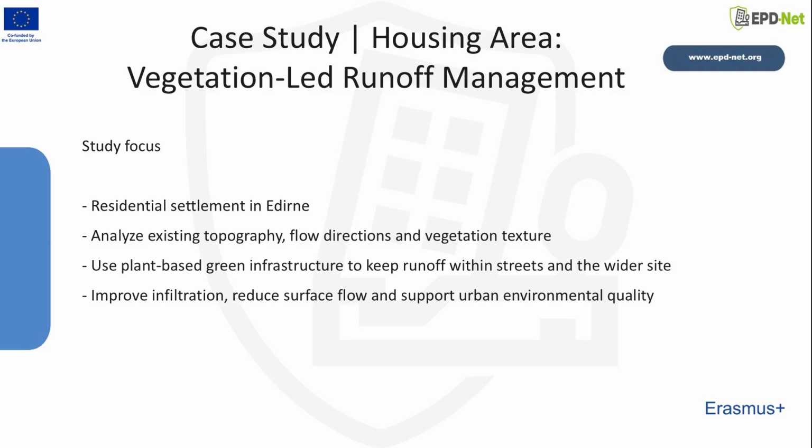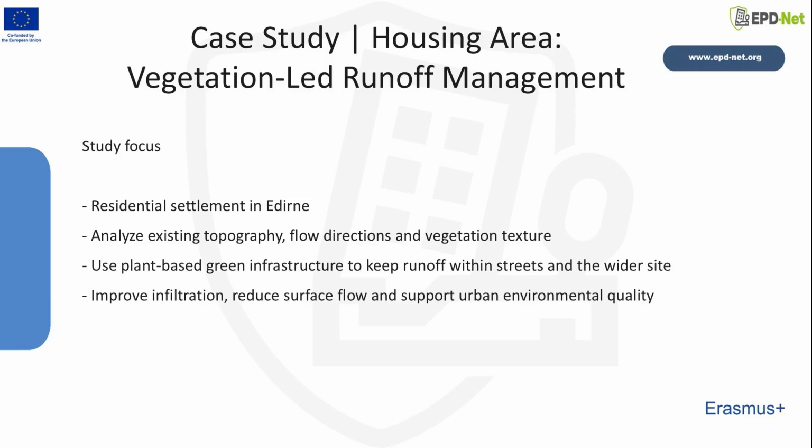This case focuses on a residential settlement in Edirne and shows how vegetation-led strategies can manage runoff at the scale of streets and housing environments. The study analyzes existing topography, flow directions, and vegetation texture, and then uses plant-based green infrastructure to keep runoff within streets and the wider site. The aim is to improve infiltration, reduce surface flow, and support urban environmental quality.